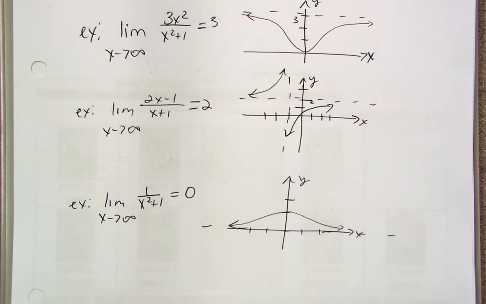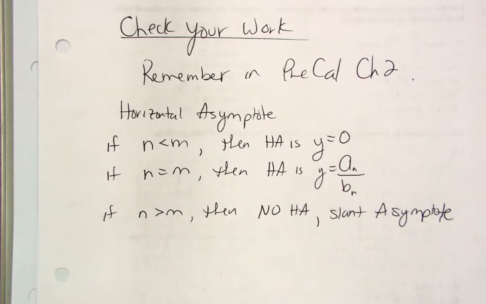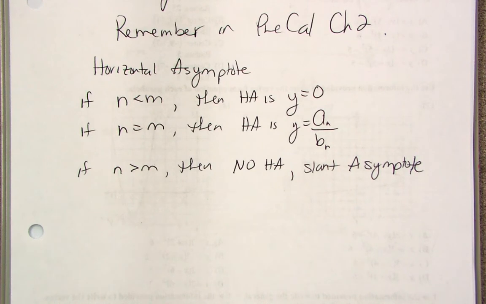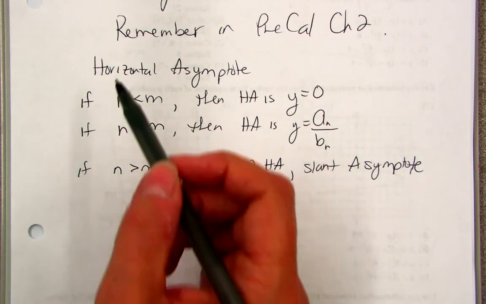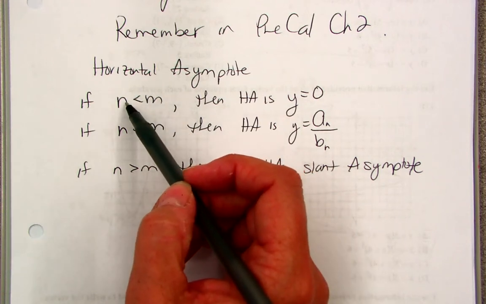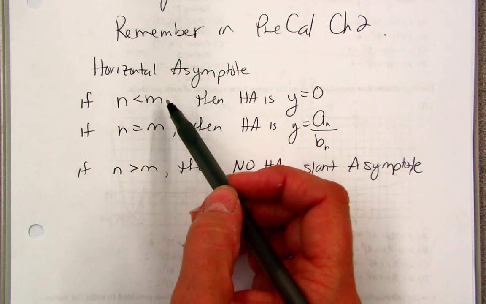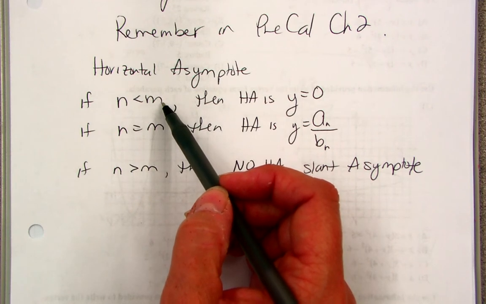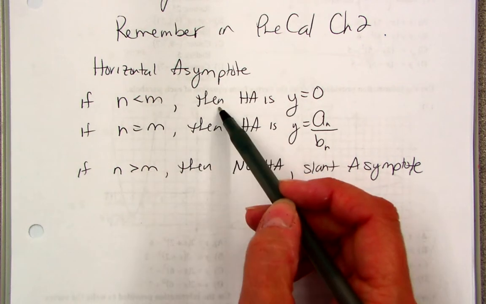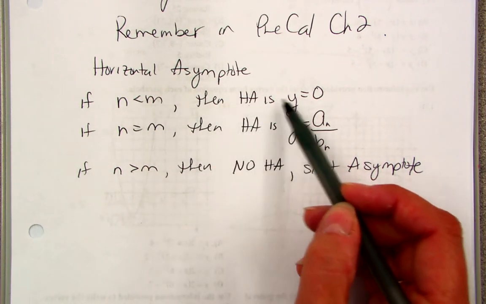So if you recall, last year in pre-calculus, we dealt with horizontal asymptotes. So I'm going to put up what you were supposed to have learned last year. Remember in pre-calc in chapter 2 about horizontal asymptotes. If n is less than m, and so what is this dealing with? This is dealing with the numerator's leading exponent and the denominator's leading exponent. So if n is less than m, then there is a horizontal asymptote, and it's y equals 0.